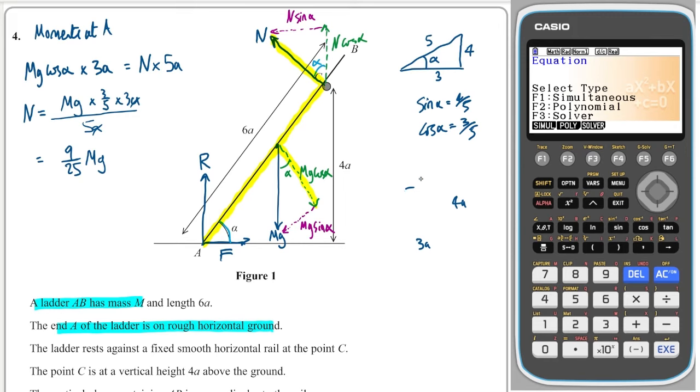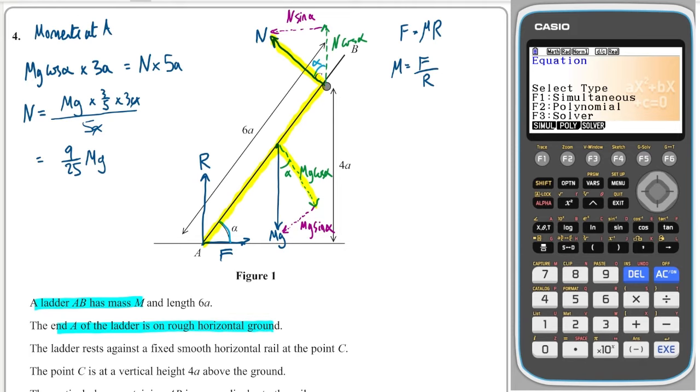I'm going to get rid of this working here. Just give me a bit of space. I want to keep the diagram in view. Now, the first thing we know is that because it's in limiting equilibrium, friction is equal to mu R. So if I wanted to find mu, I would need to find the friction divided by the reaction force.